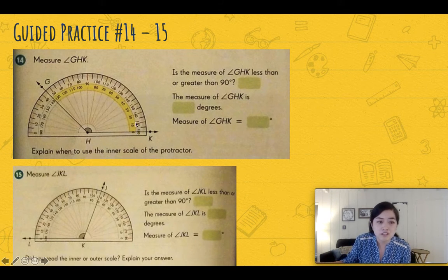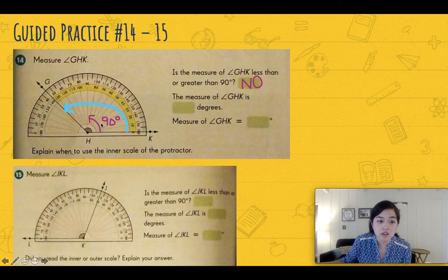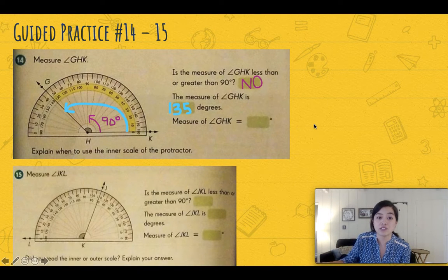Well, where's 90 degrees using the inner scale? Oh, here it is. In fact, 90 degrees is in the same spot whether we use the inner scale or the outer scale. So it's right here. 90 degrees is the angle that'll go all the way to here, but our angle GHK actually goes past 90 degrees, so it is not less than 90 degrees.